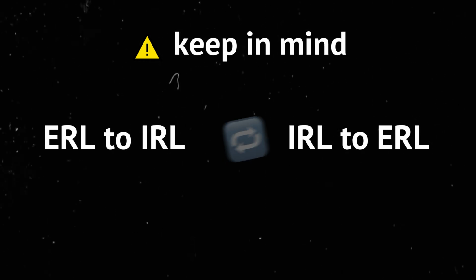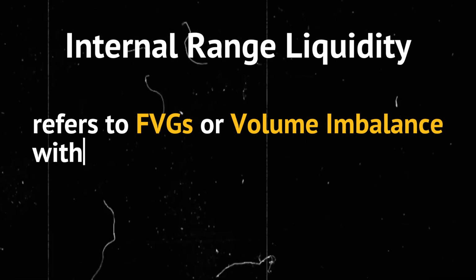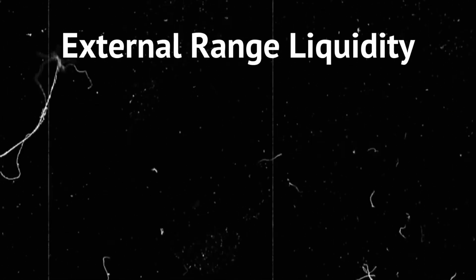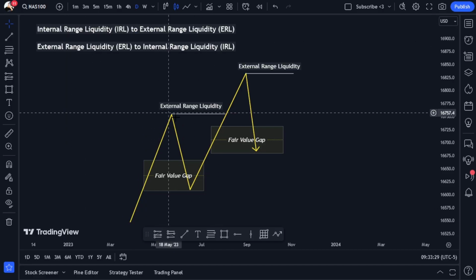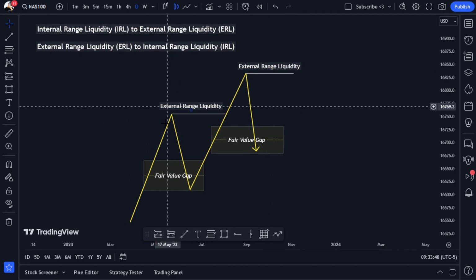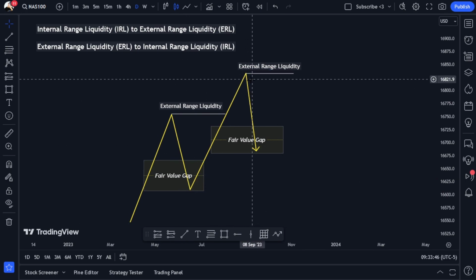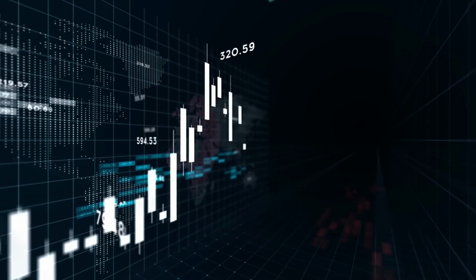Always remember that price continuously moves from external range liquidity to internal range liquidity, then from internal range liquidity to external range liquidity, and this loop goes on forever. Internal range liquidity refers to any volume imbalance or a fair value gap. External range liquidity refers to swing highs or swing lows. In simple words, price only does two things. It is either rebalancing an imbalance or taking out the liquidity. Make sure to note that down, as it is a super important concept that will build your foundation for profitable trading with ICT concepts. Let's go over some chart examples so you can understand even better.